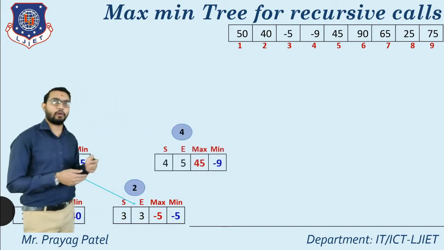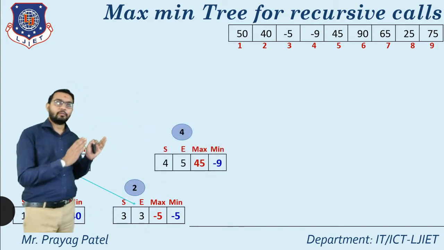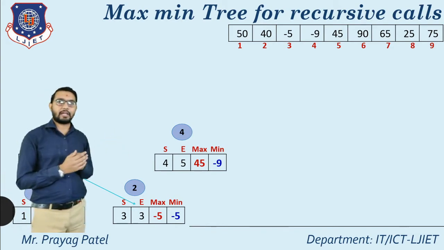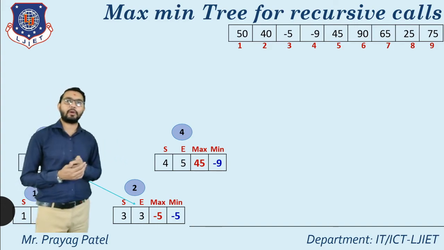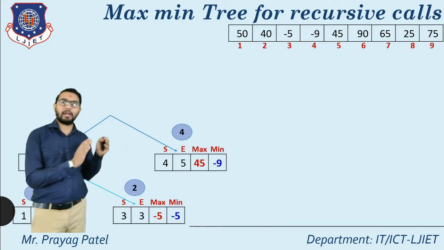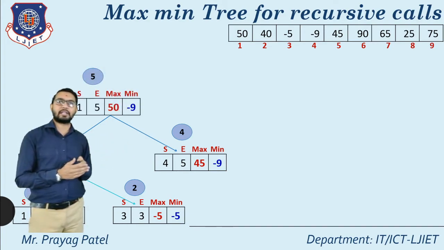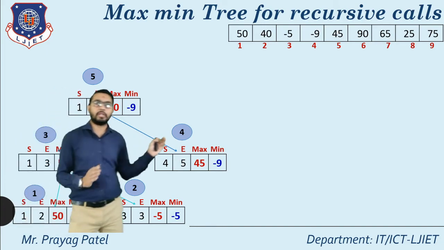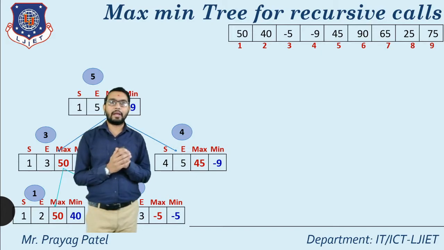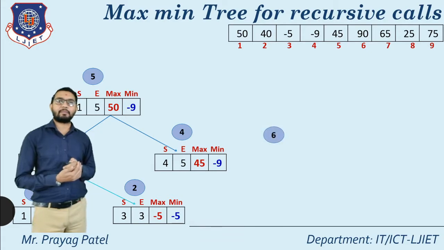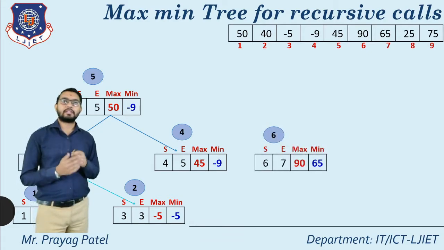Now consider the fourth step. Combine 4, 5 or find the minimum from 4, 5. So location 4 is the starting point, 5 is the ending point, minimum equal to -9 and maximum equal to 45. Now after that, combine the steps 3 and 4. So the resultant array is considered as step number 5, starting from 1 to 5, maximum equal to 50 from these two arrays and minimum equal to -9 from steps 3 and 4. After that, consider step number 6 as location 6 to 7.